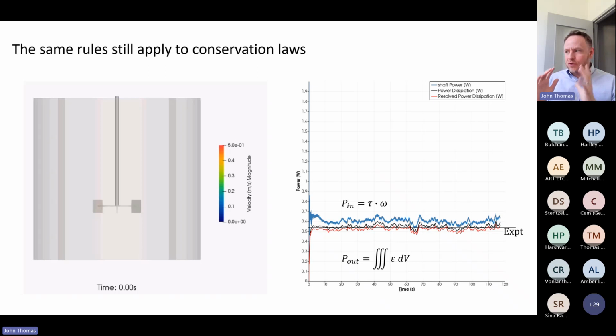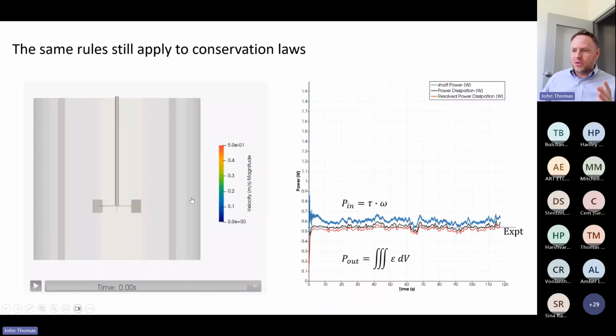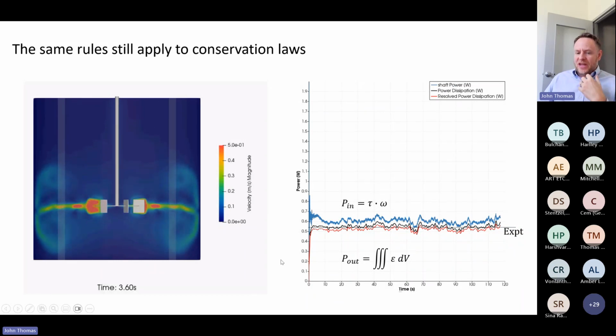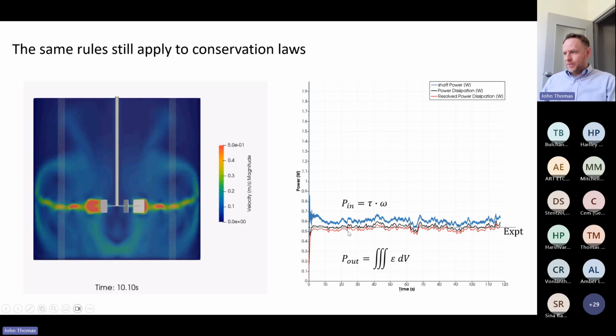The same rules of the road still apply. Just because we're modeling a non-Newtonian fluid doesn't mean that conservation of energy goes out the window. It's still true. So here is a Rushton agitated vessel, and here I'm showing, for example, that conservation of energy still holds up, at least within 10%, to the degree of our numerical precision.